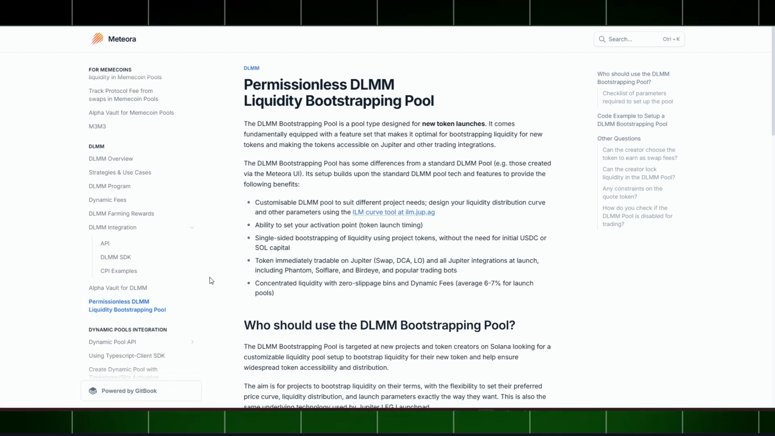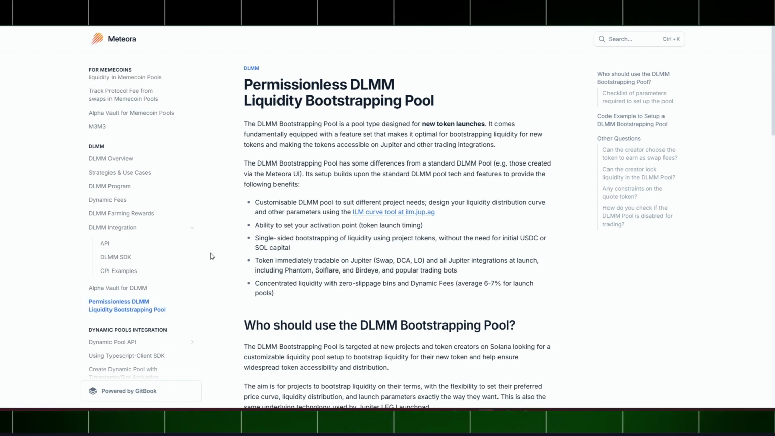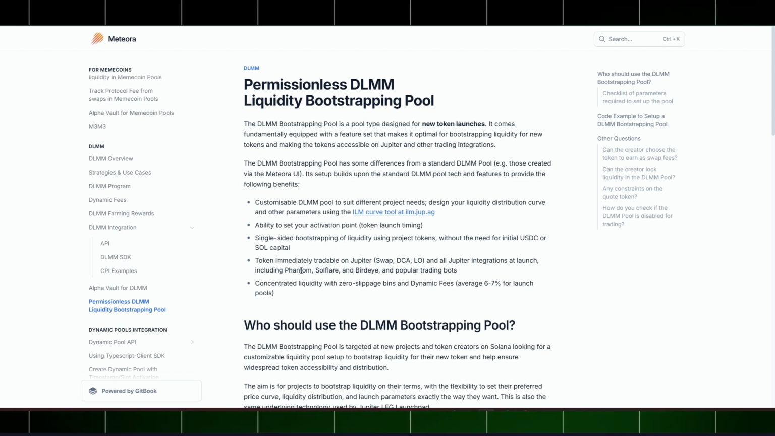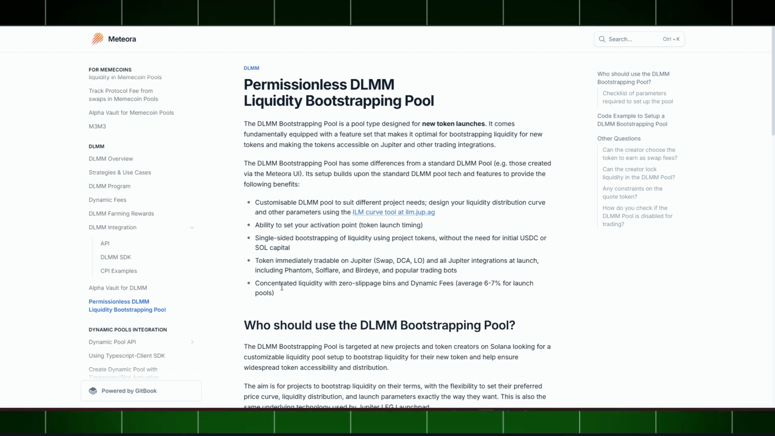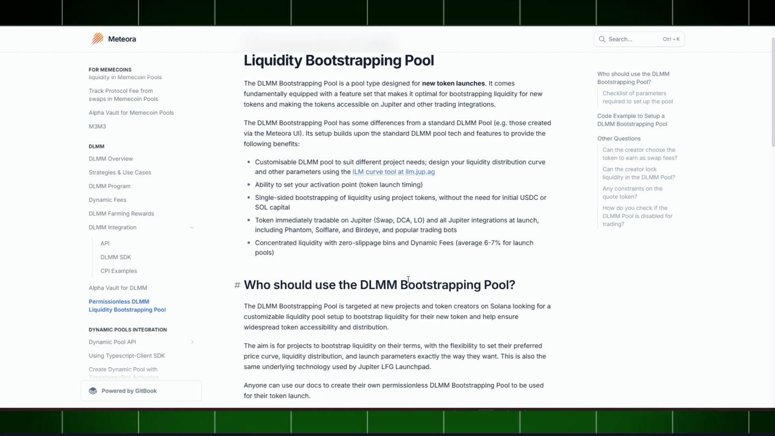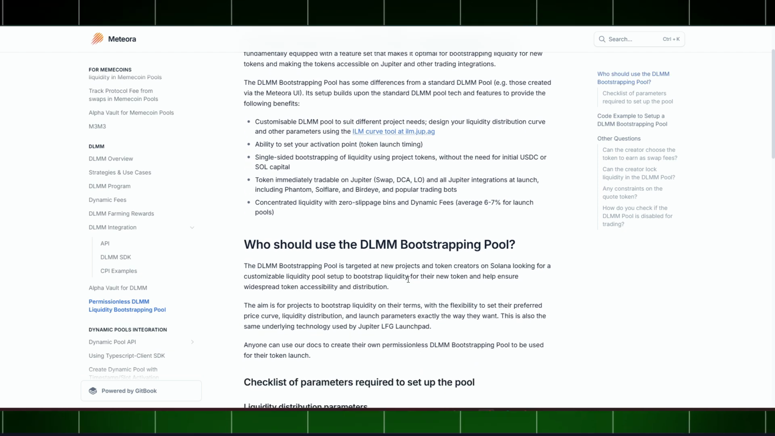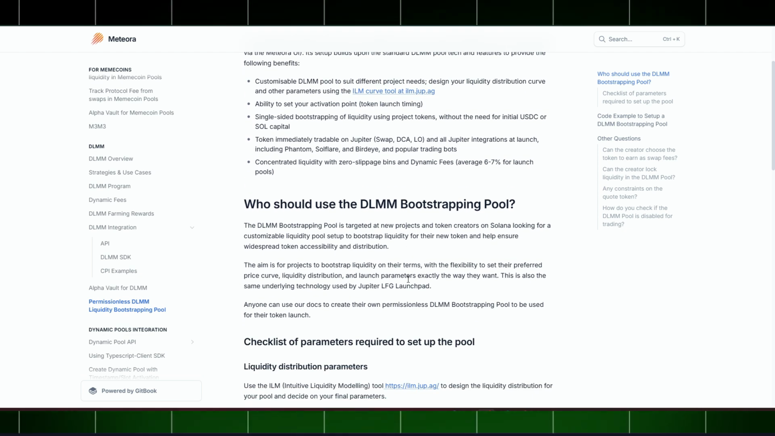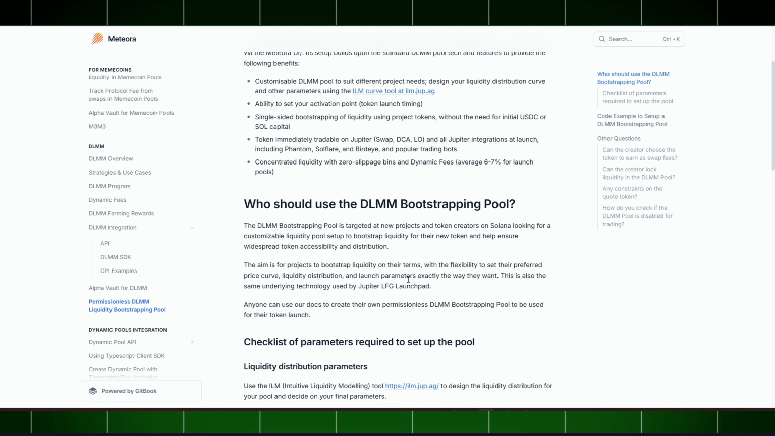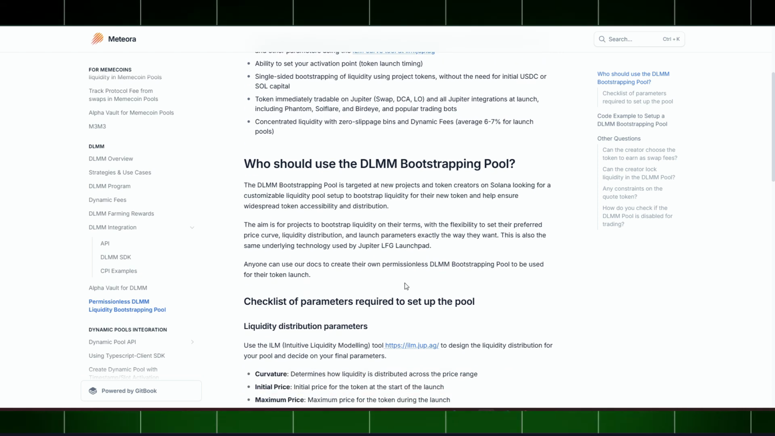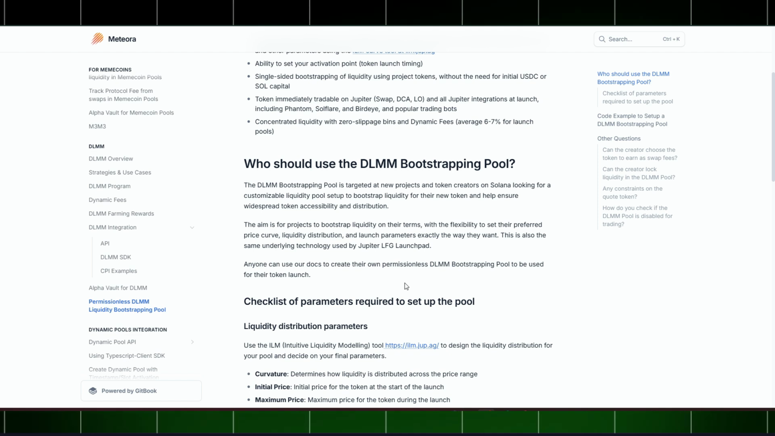So Meteora offers permissionless DLMM liquidity bootstrapping pools, allowing anyone to create a pool for a new token without needing permission. It allows projects to create liquidity and price discovery for new tokens. Using a liquidity bootstrapping pool (LBP), projects can control the initial price and gradually increase liquidity over time.